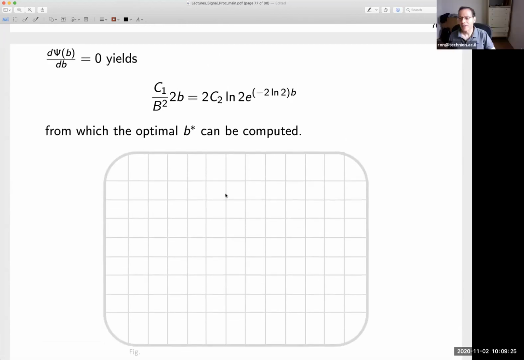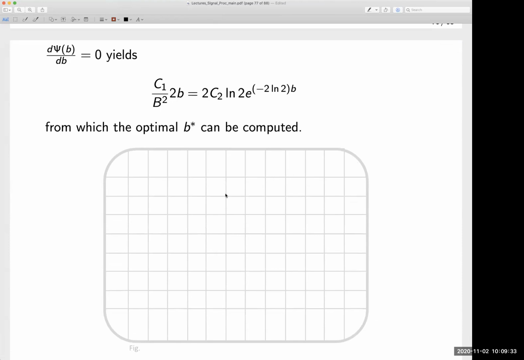Yeah, questions? Yeah, I was just wondering why we started with the assumption that the capital B is capital N log K instead of just trying to minimize the amount of bits.